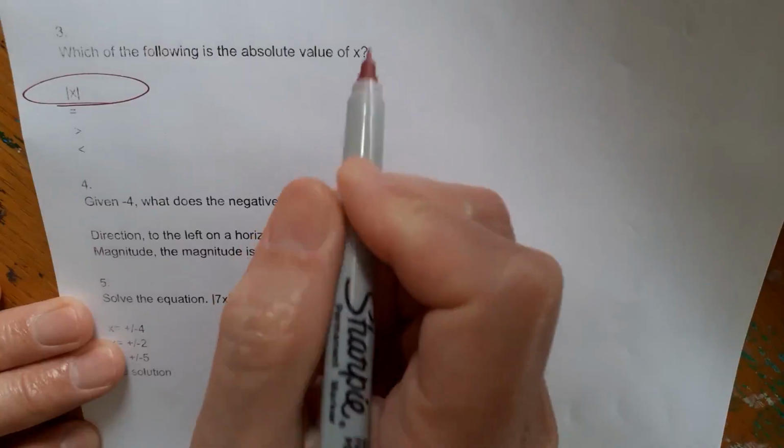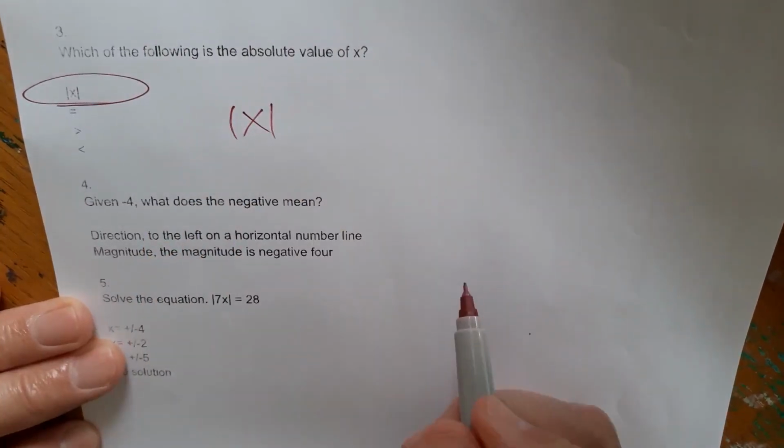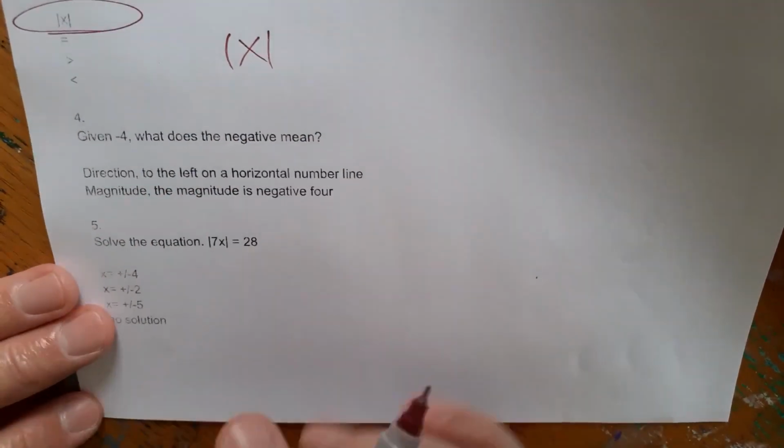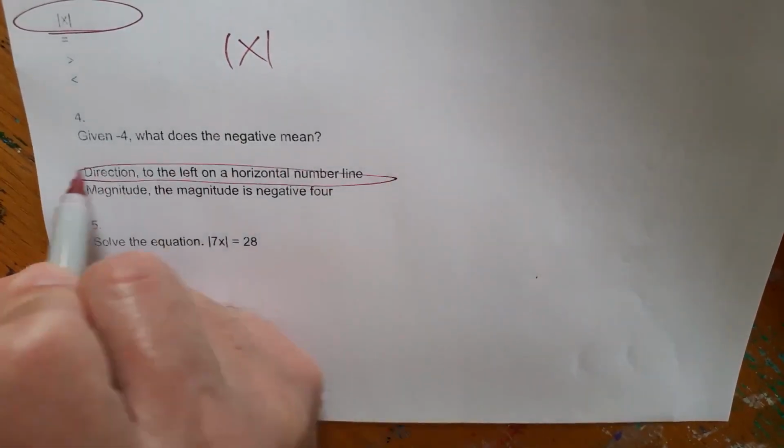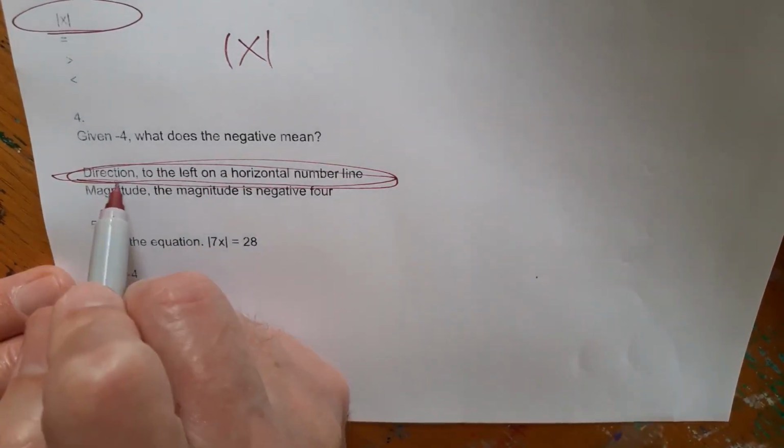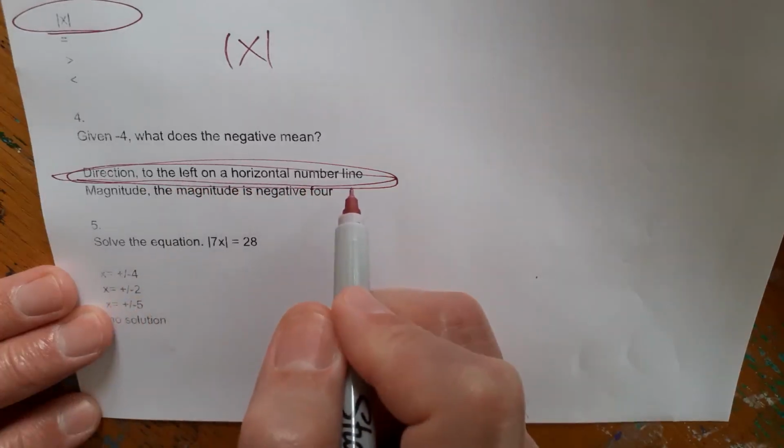Which of the following is the absolute value of x? So this is the absolute value of x, just an x with 2 bars on it. That means what's the absolute value of x? Given -4, what does the negative mean? Negative is a direction. Okay, so direction, to the left on a horizontal number line.